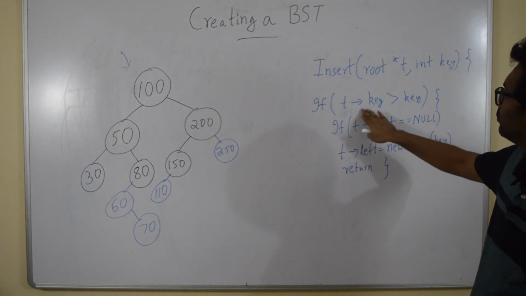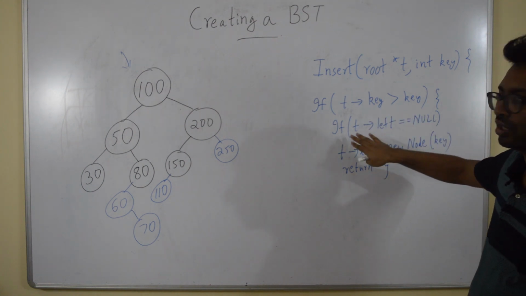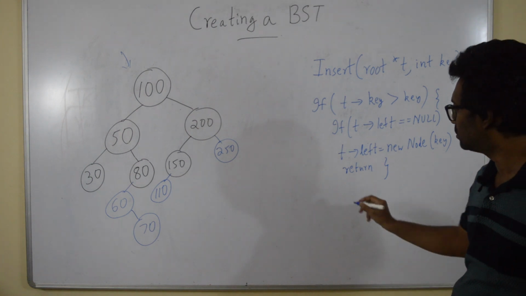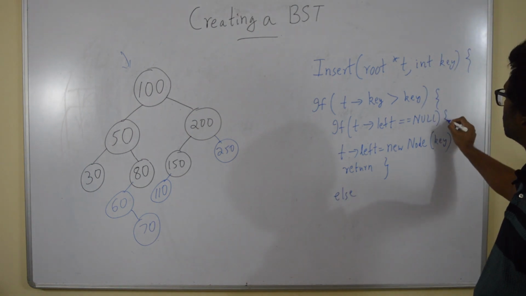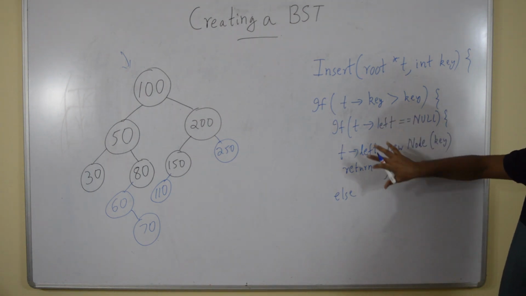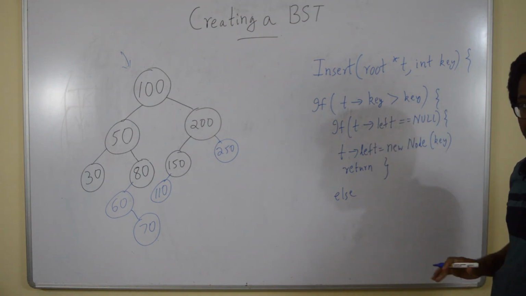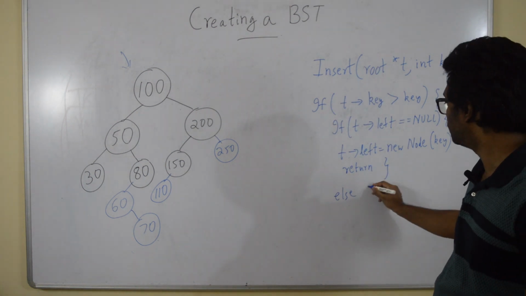On the other hand, if t dot key is greater than key and t left is not equal to null, so an else here. If t dot left is not equal to null, what should I do? I go left. I turn left, right? So I insert.